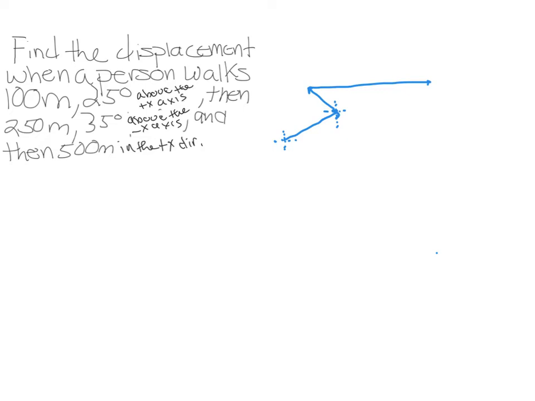So when we are finding the displacement, remember, we want to go from initial position to final position. So that's essentially what the component method does for us. It finds the distance between our initial point and our final point. So by adding the vectors together, we can figure out our displacement. All right, so I'm going to erase this because we don't need it, and I'm going to draw a new diagram.